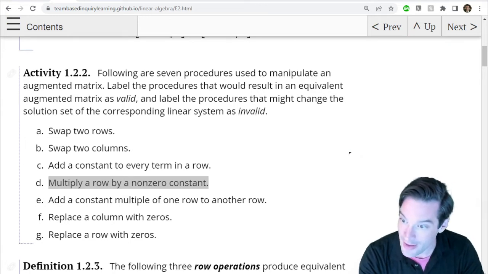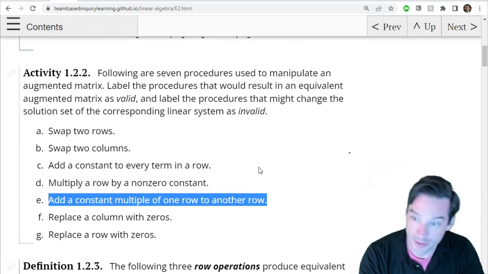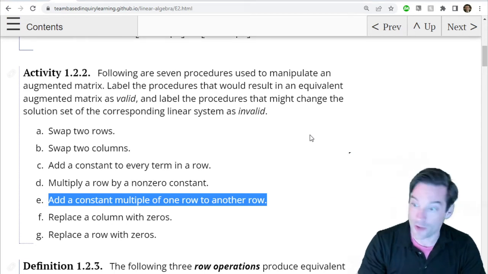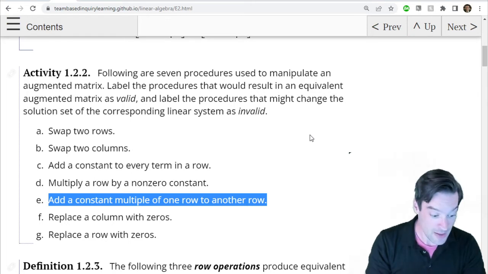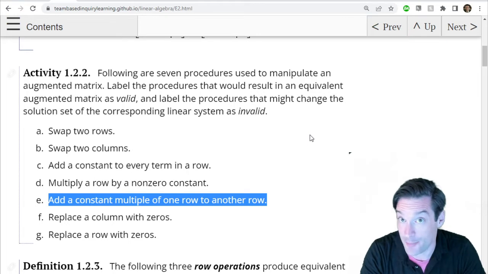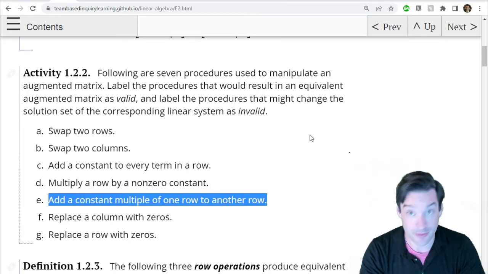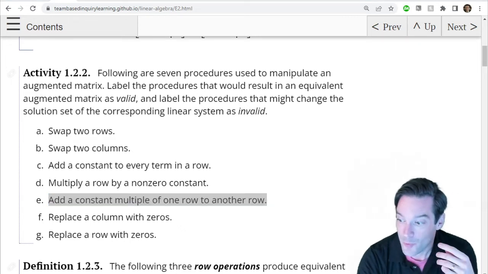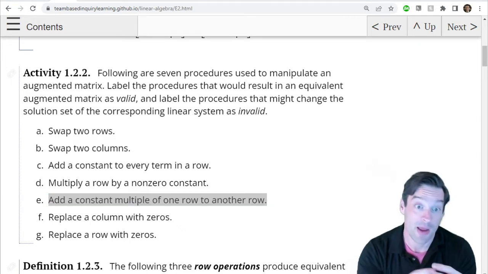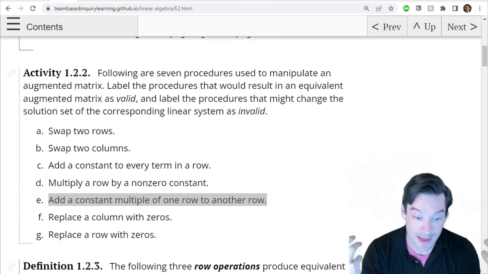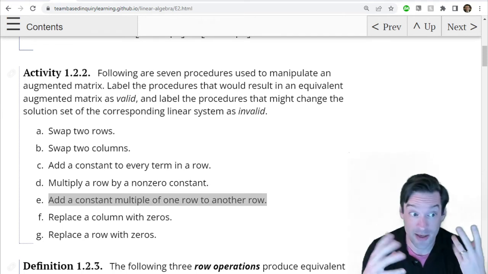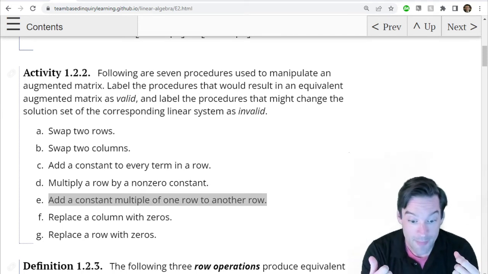And so the most complicated one that you still concluded was valid was this part E, adding a constant multiple of one row to another row. So tell me, how are you processing that example? Why is that a valid thing to do to an augmented matrix? We already convinced ourselves that multiplying a row by a non-zero constant was okay, right? And so it's really the addition part of this that gets us to think a little bit in new ways and different ways. And I agree with what you just said.